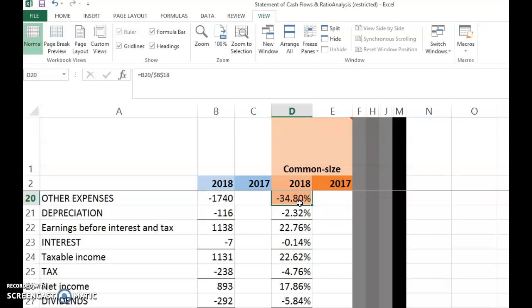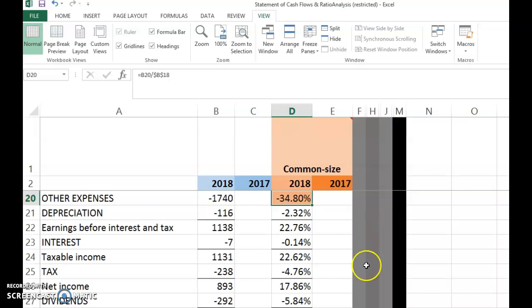So these figures are all proportions, percentage figures. It tells you that other expenses for the company in 2018 make up about 34.80% of sales. That is quite high. Almost 35% of sales are paid out for other expenses. What are these other expenses? Probably we need a breakdown of this, but that's not provided here. Therefore, we cannot examine this further. But we can note that this is rather high, so we need to investigate further why.